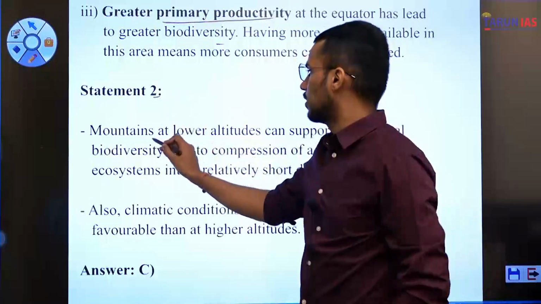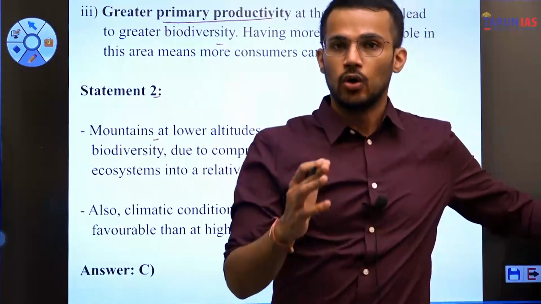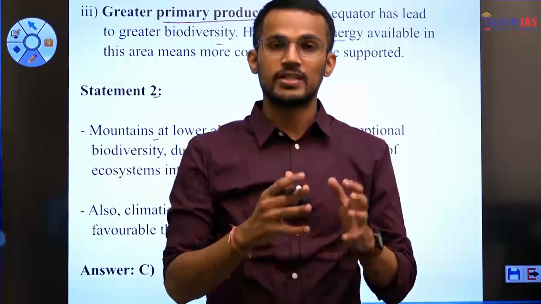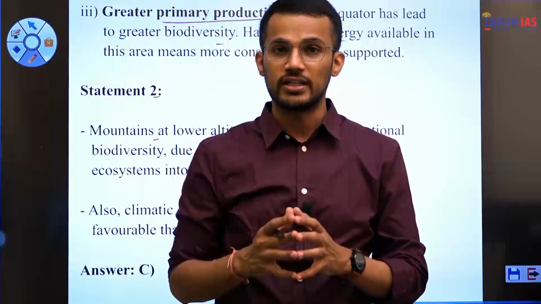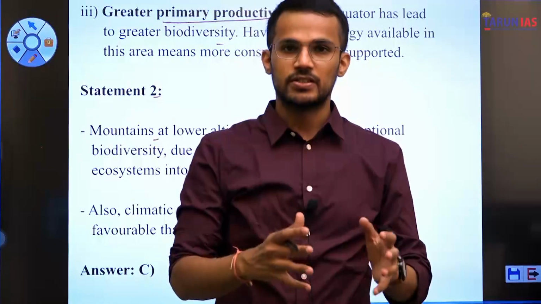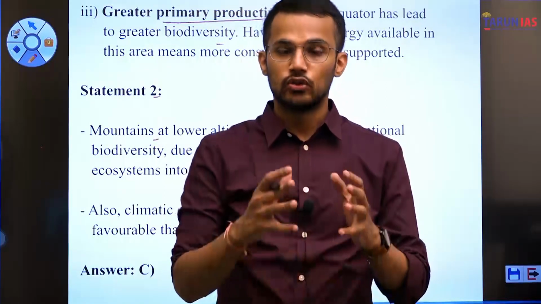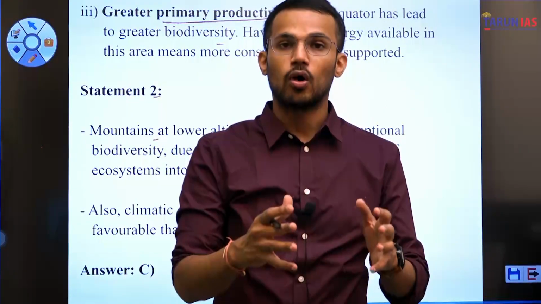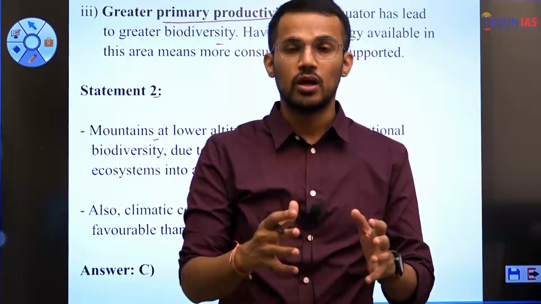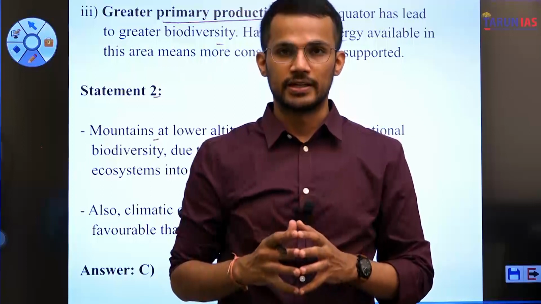The second statement is about mountain gradients. Mountain gradients are very similar to the latitudes of the earth, because at the lower altitudes of a mountain gradient, there will be sufficiently good conditions for life to occur. That means conditions will not be very harsh, and favorable climatic conditions in the form of rainfall as well as availability of sunlight will be helpful for the growth of life in the lower altitudes of the mountain gradient.